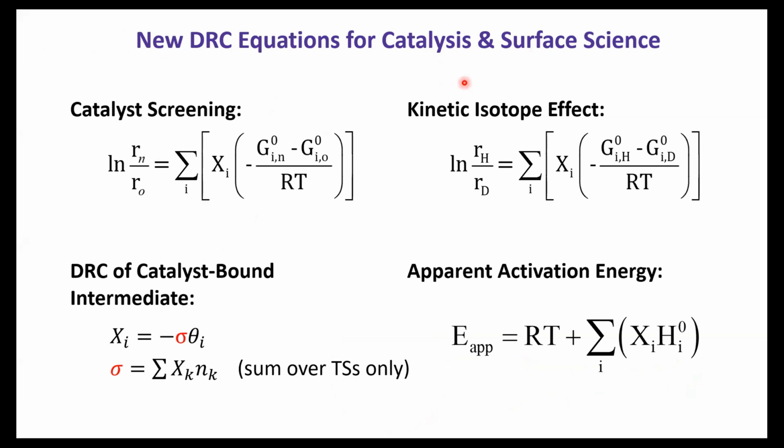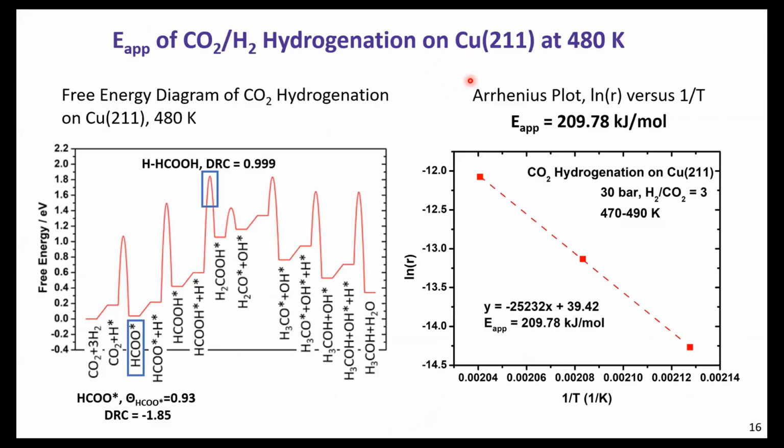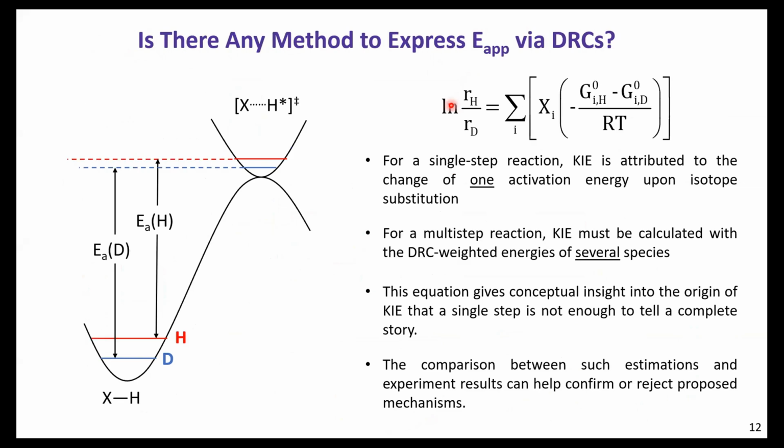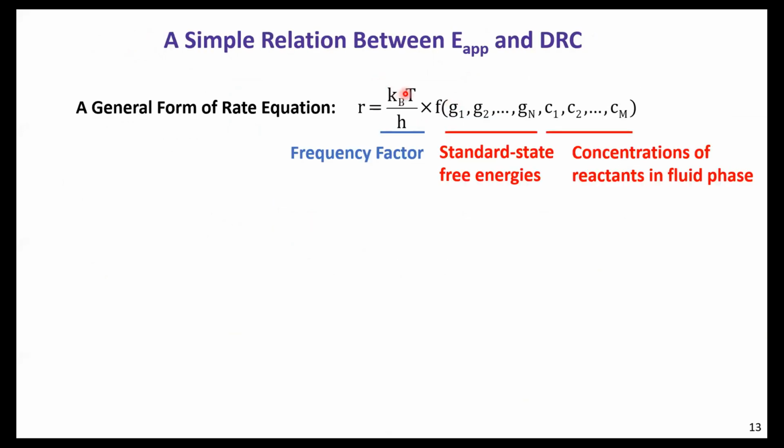For a simple reaction, James Domestic proved an idea. But if you want a general proof, for each step in the reaction, there is a kBT over h times some function of the concentration distribution under reaction condition. The total DRC sums up to 1 only for transition states.